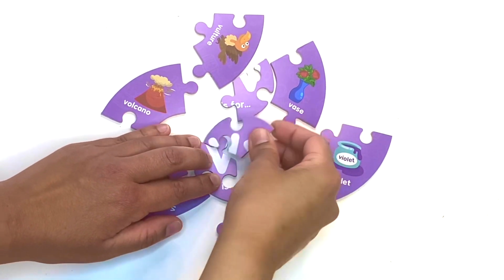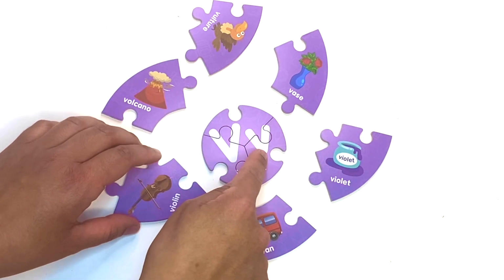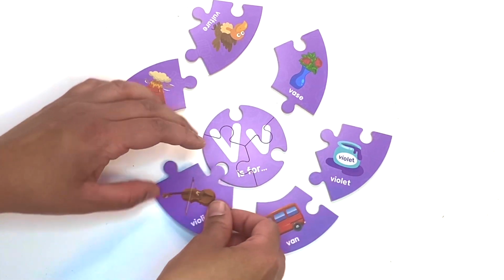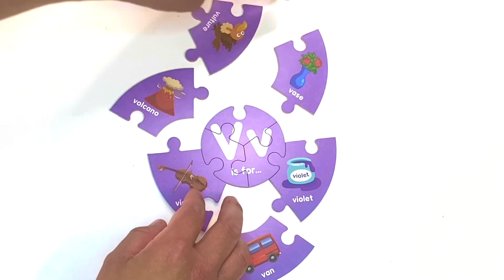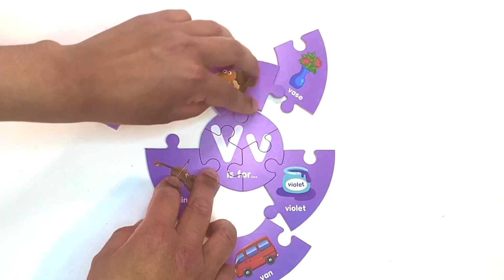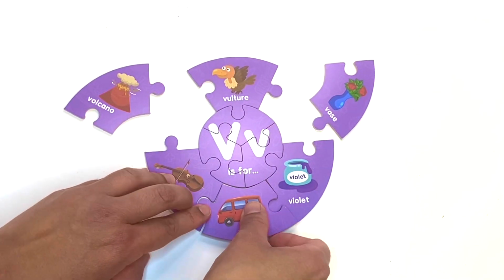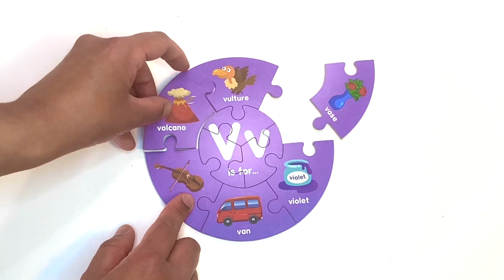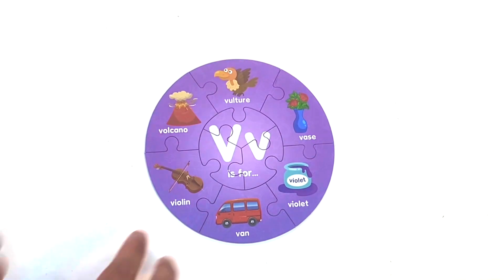V, you're up next, and I see that there's a lowercase and a capital. Okay, let's see what we have here. We have V is for violin, the color violet, a vulture, a van to travel, a volcano, or a vase.